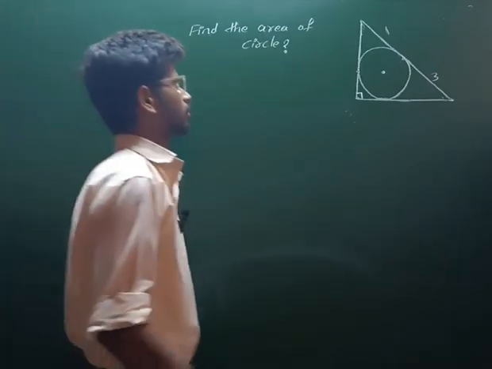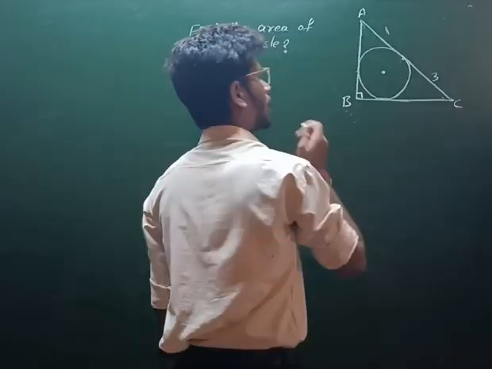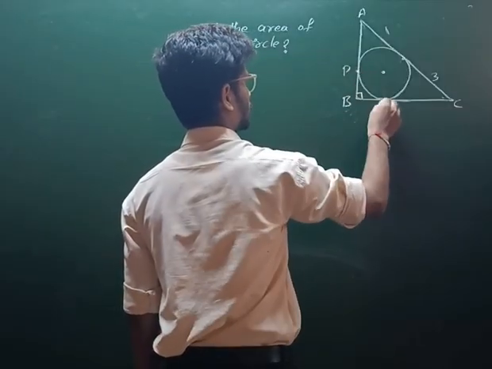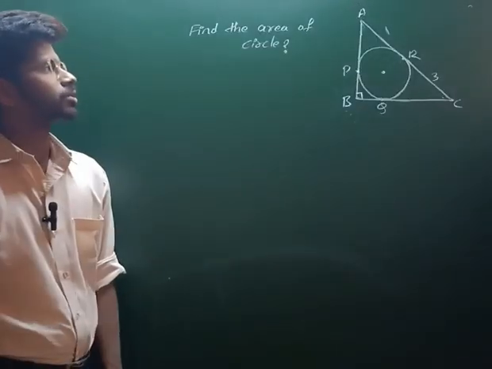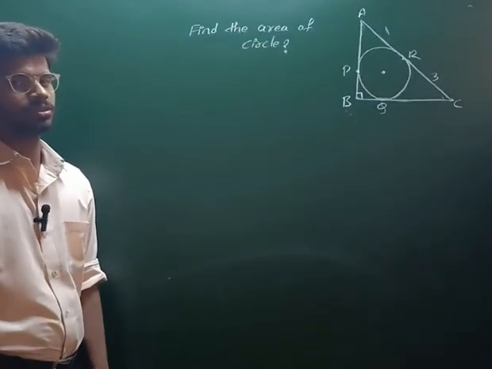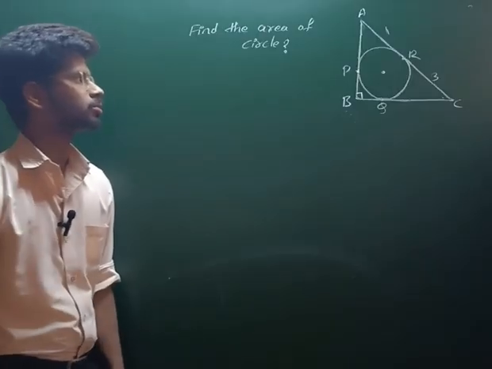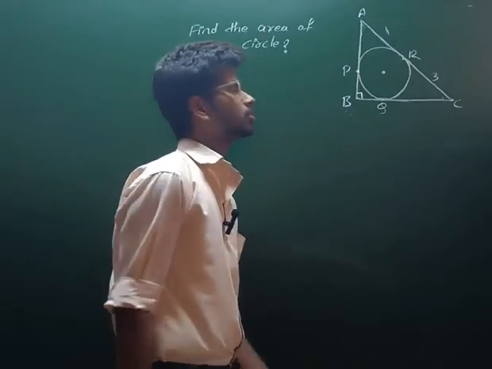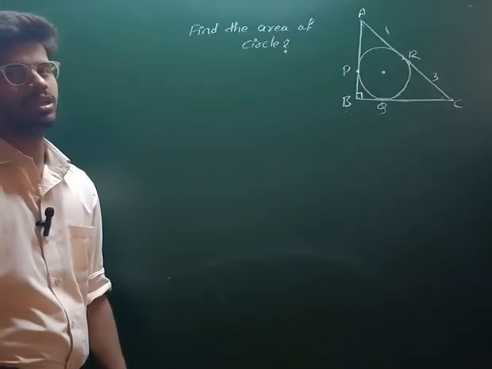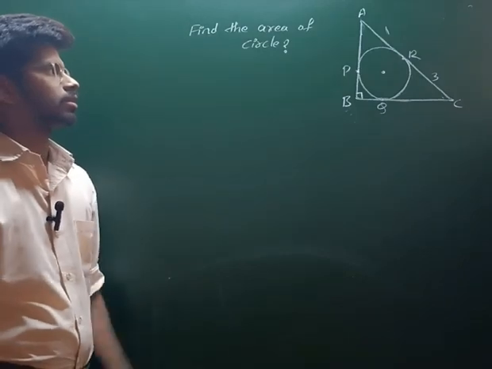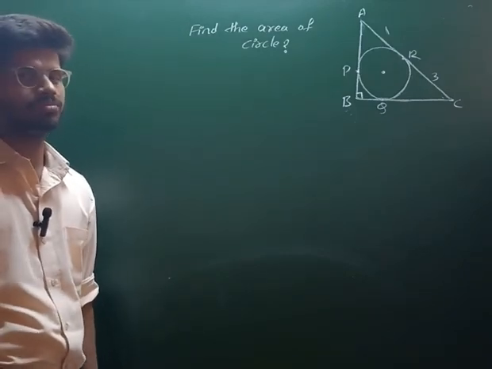Now let us assume this triangle is ABC, and the points of contact are P, Q, R. To solve this question, there are two methods, and we will discuss both one by one. One method is to use the Pythagoras theorem, and the second method is to use the area formula of the triangle, that is half into base into height.